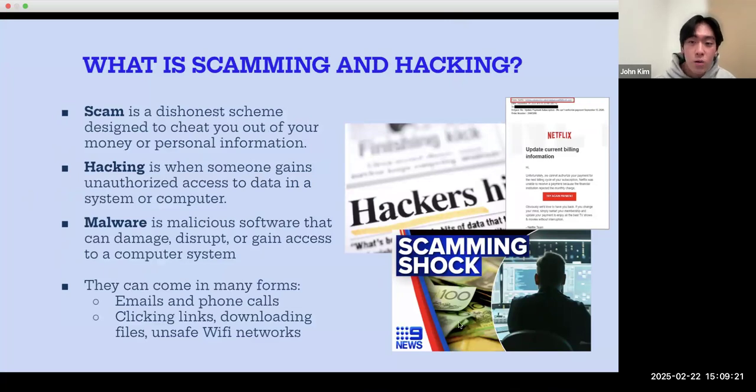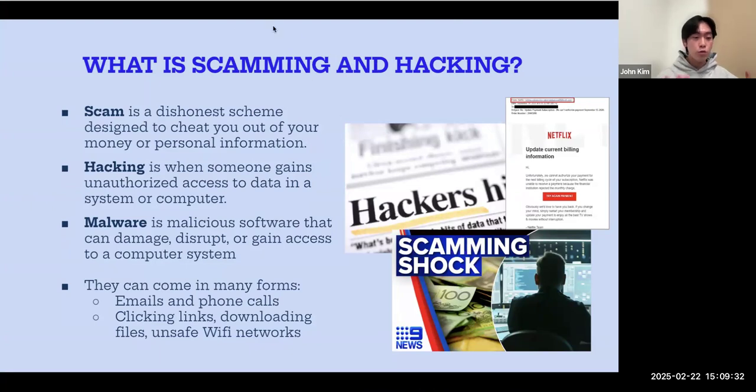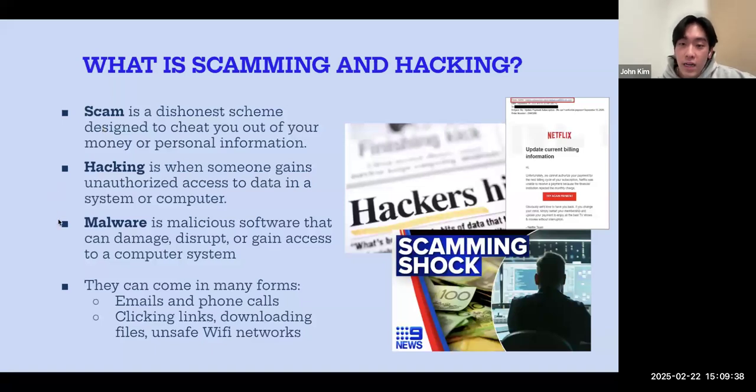The first one is a scam, a dishonest scheme designed to cheat you out of your money or personal information. This could be through phone, through the internet, in multiple ways. We can see a lot of these things throughout society. Hacking is the next one, when someone gains unauthorized access to data in our system or computer. Third is malware, a malicious software that can damage, disrupt, or gain access to a computer system. All these three things can happen in many forms.